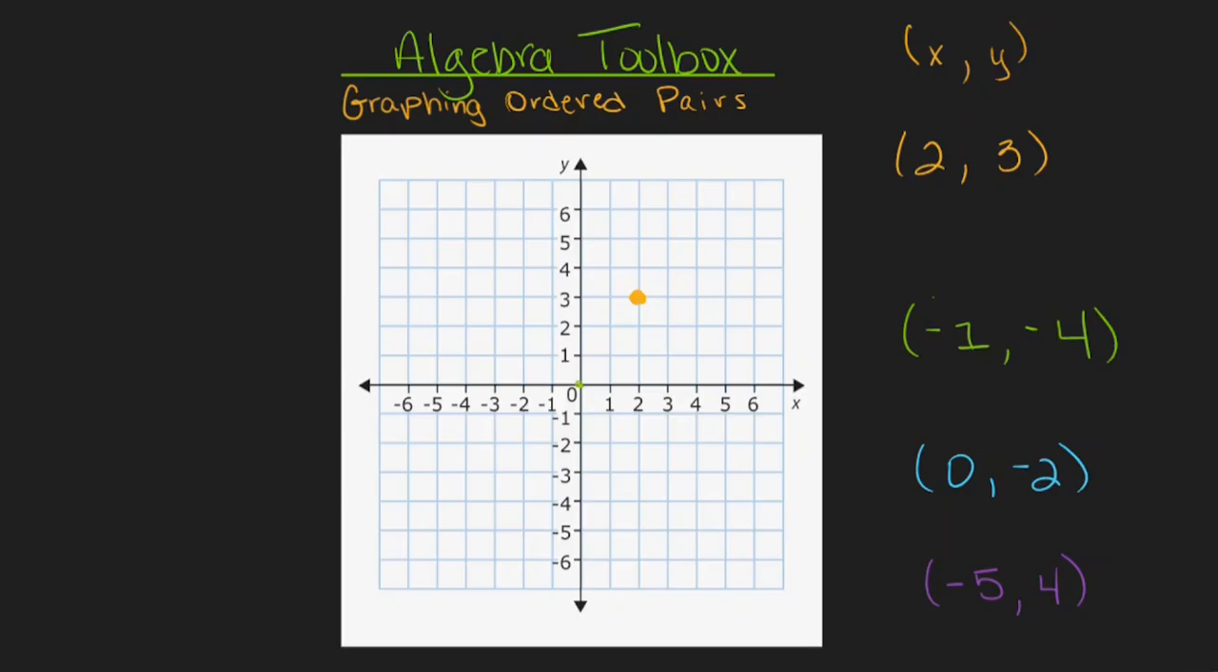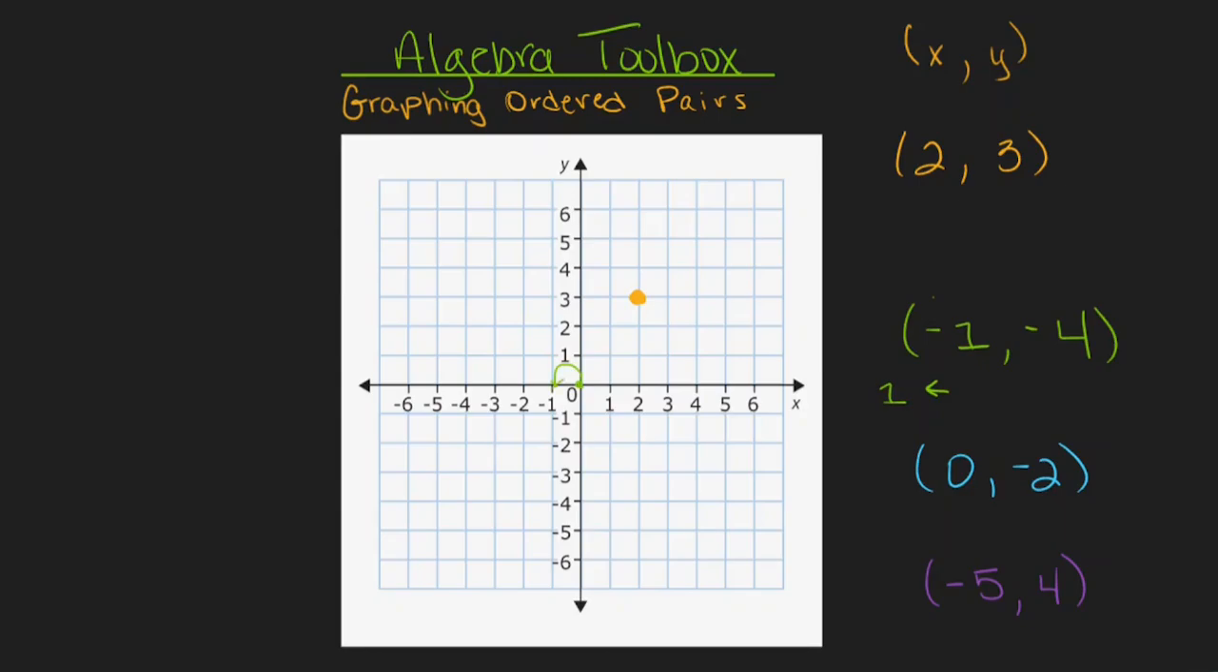Now that we know our starting point, we can think about how the ordered pair tells us to move. An x-coordinate of -1 tells me to go one jump in the negative direction, which for the x-axis is to the left. So I'll start at the origin and take one jump to the left. That puts me right here.